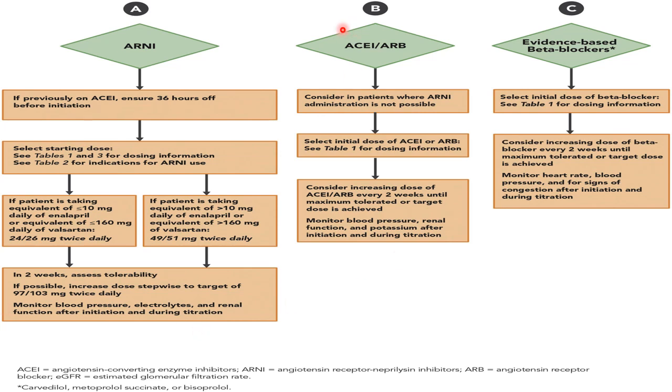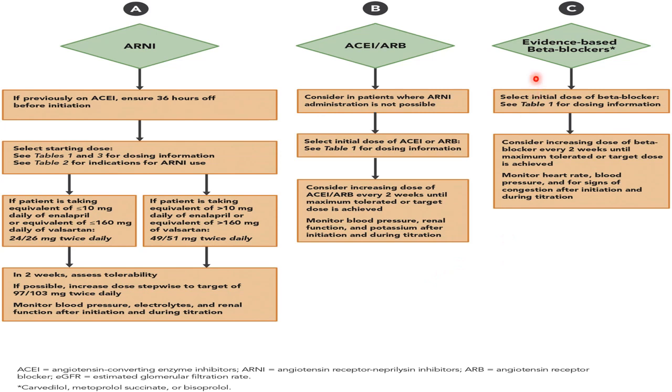ACE inhibitors and ARBs, which were the first-line medications in the previous heart failure guidelines, are now considered in patients where ARNI administration is not possible. Consider increasing doses of ACE inhibitors and ARBs every 2 weeks until maximum tolerated or target dose is achieved. Monitor blood pressure, renal function, and potassium after initiation and during titration.